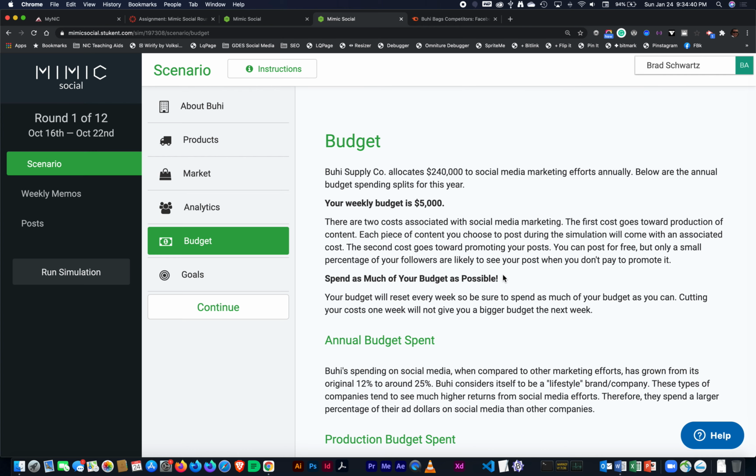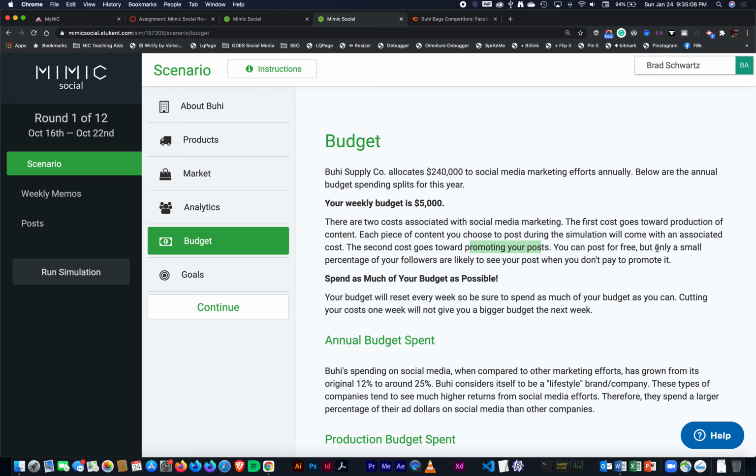So they have an annual marketing budget for social media of $240,000. This week you get to spend $5,000 of that. So we've got two costs. First is the production of the content. So that would be your work that you're doing. It may be an agency, somebody that's hired to run social media. And then there's also a cost for promoting the post.